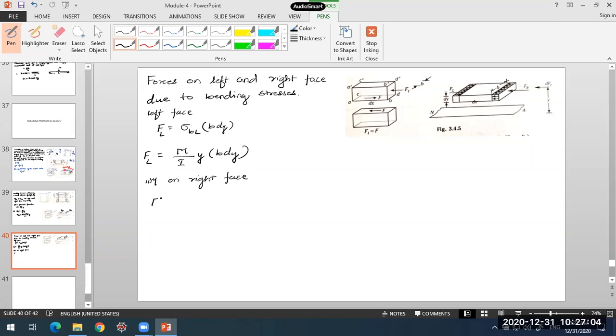So on the right face, we have FR. The force acting is FR on the right face. So it will be the stress on the right face, sigma BR, multiplied by the same area, B into dy. Or this will come out to be the stress on the right face in terms of the moment, M plus dM, divided by I into y. This is equal to sigma BR multiplied by B into dy here. So this is the stress on the right face.